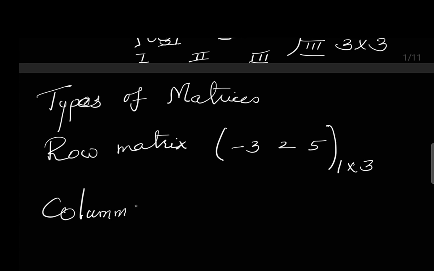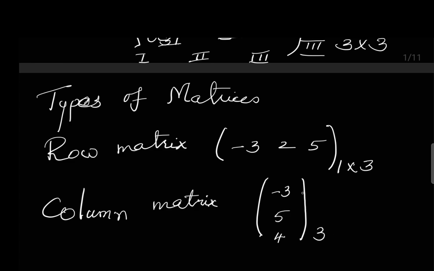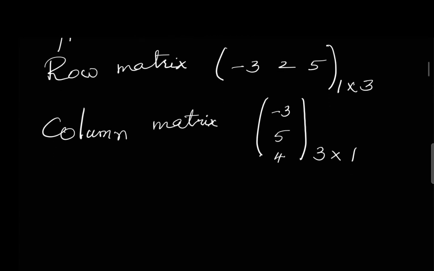Column matrix. The matrix has only one column, -3, 5, 4. So it has 3 rows, but only one column. So it is a column matrix.